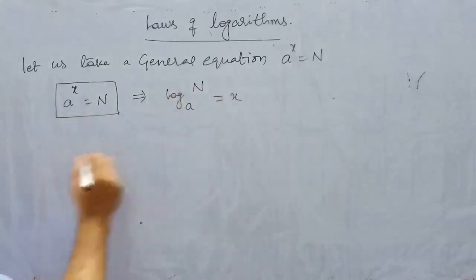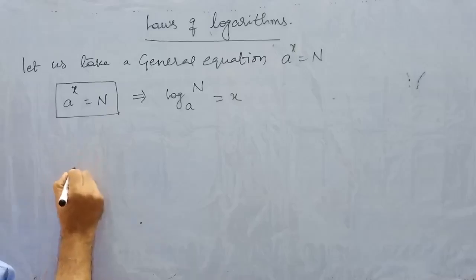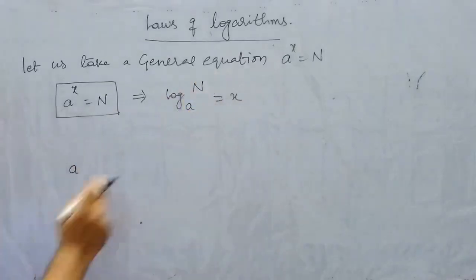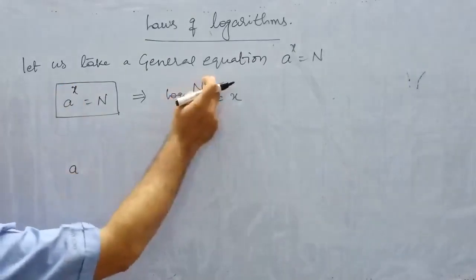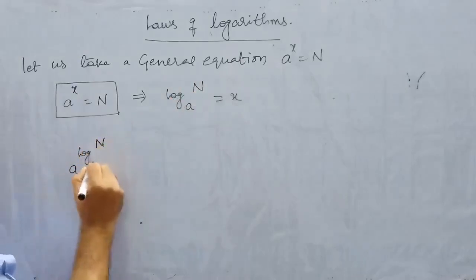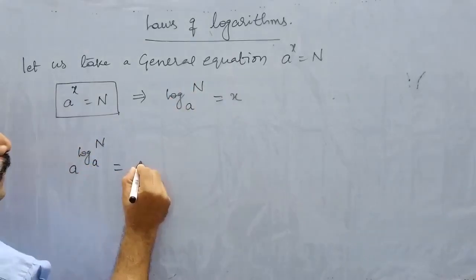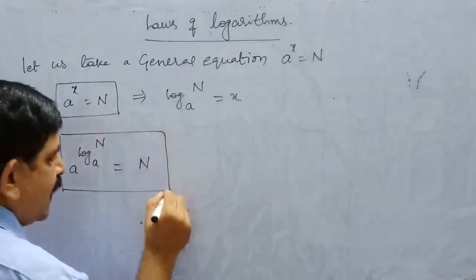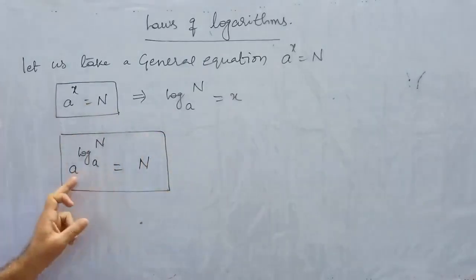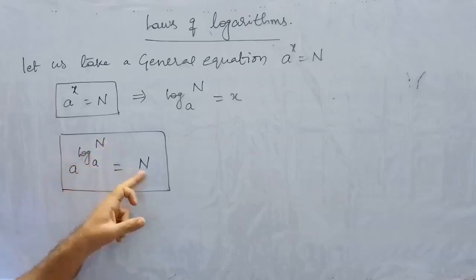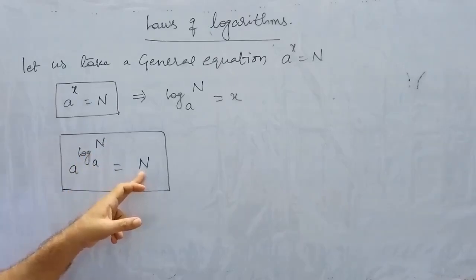Now, a to the power of x, here x is equal to how much? Log n base a. Instead of this x you write log n base a. That means a to the power of log n base a is equal to how much? n. So in general we can write that a to the power of log n base a is equal to n. This is the formula we have to apply in the coming problems.